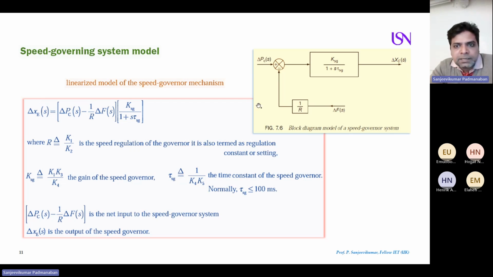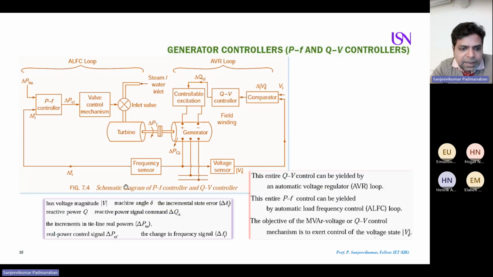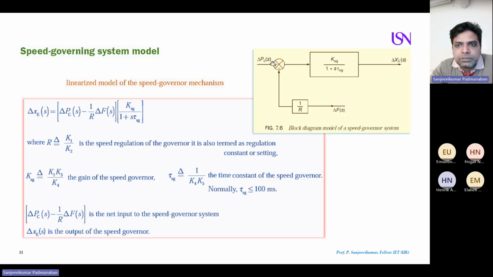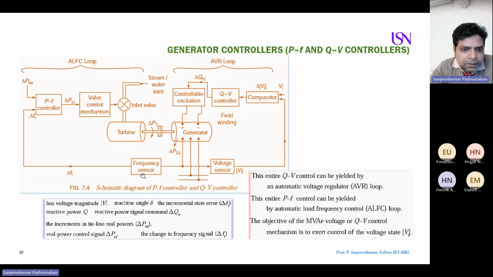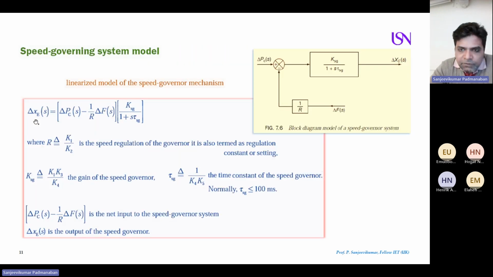How to represent that? Here is a block diagram. My input to the system is delta PC of S, the change in the power. Change in power I already showed you in the previous slide. You can have a look, real power control signal. So the real power control signal is given as an input. Again, I want to get the feedback. Look at the equation. So I got the frequency difference. Look at here how we are comparing. I have the frequency sensors, then I get the error. Same we are doing here.